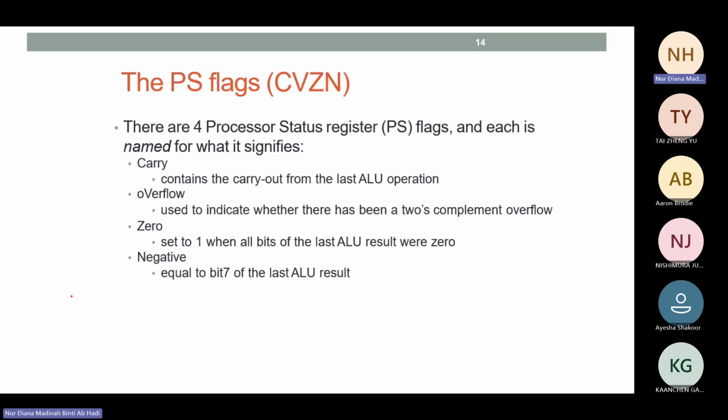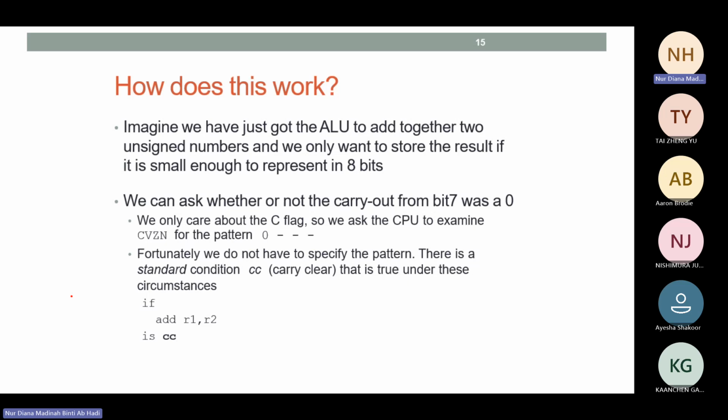Next, the PS flags: C, V, Z and N. There are four processor status flags that you have learned previously, and each is named for what it signifies. Carry means a carry out from the last ALU operation. Overflow, which is V, is used to indicate whether there is a two's complement overflow or not. Z is zero, set to one when all bits of the ALU result are zero. Negative is equal to bit 7 of your ALU result. Okay, let's have a 10 minute break before we continue.